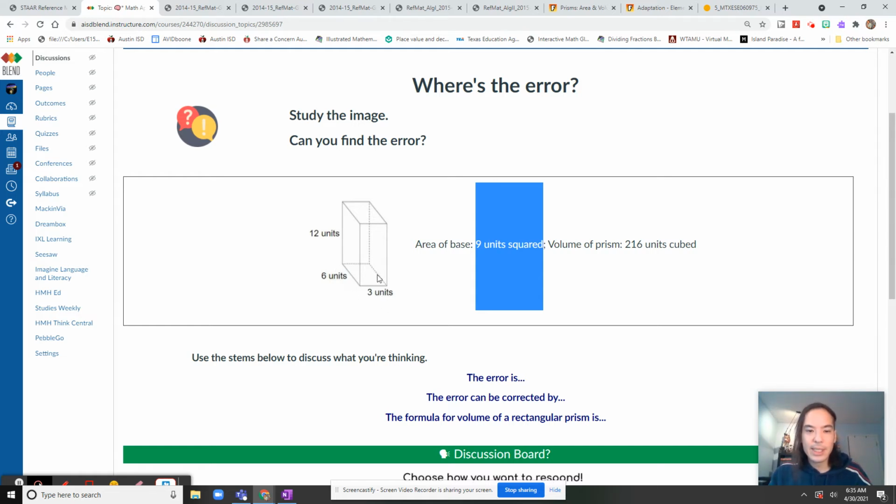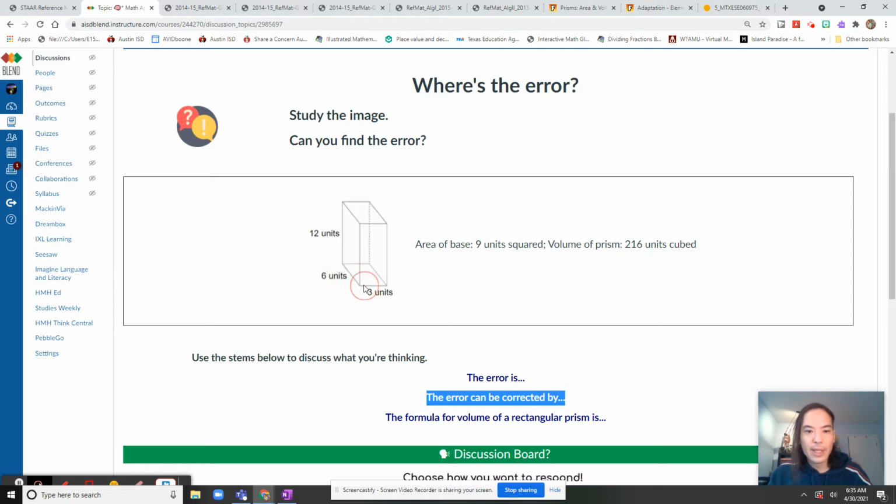6 times 3 is 18. The error is they calculated their base incorrectly. The error can be corrected by multiplying the correct length times width to get 18. 6 times 3, length times width, equals 18. So the error can be corrected by using the correct base. All right, so the correct base is 18 square units. Your volume in that case was 216.